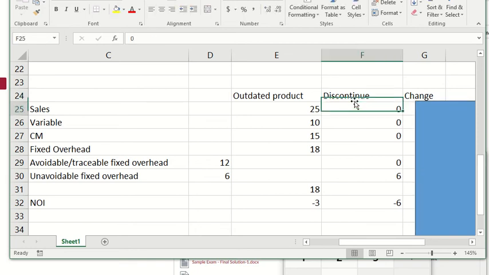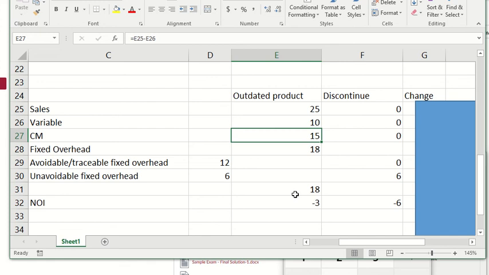And our income statement would look something like this. If you discontinue, no more sales, no more variable expenses, no more contribution margin, no more traceable fixed expenses. So I don't have this product, so I don't have these fixed costs. But these unavoidable fixed overhead I still have to pay, right? And that's like a negative if I still have to pay that. So I have 0 contribution margin minus this expense, and now I have a -6 net operating income, which looks worse than when I was actually making a little bit of contribution margin.